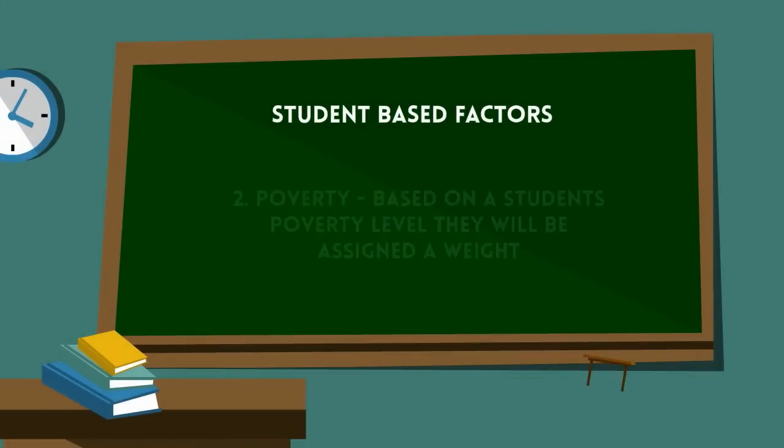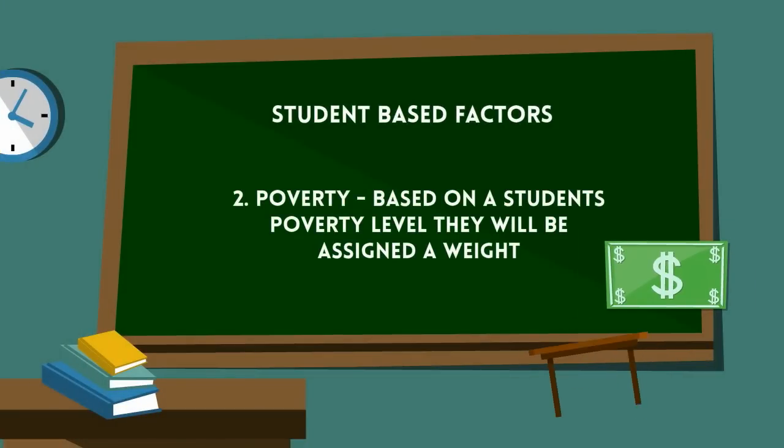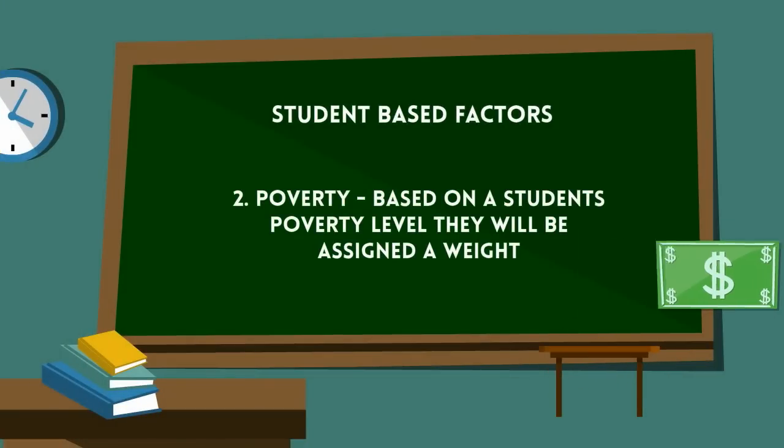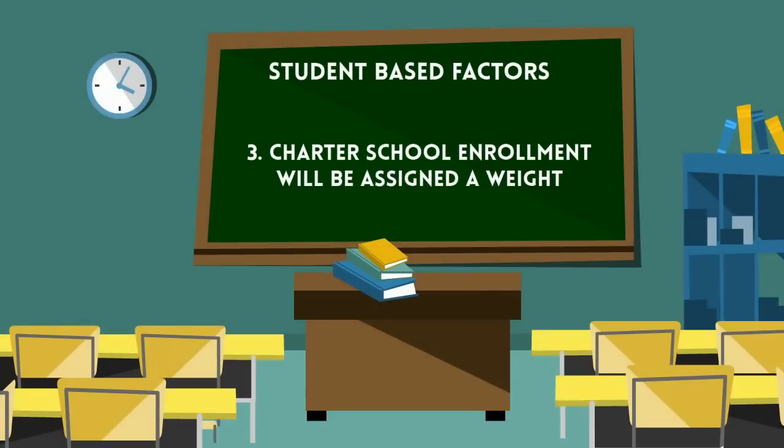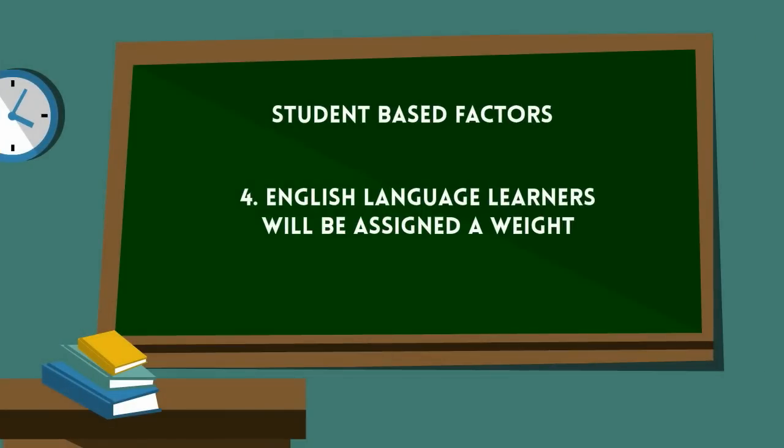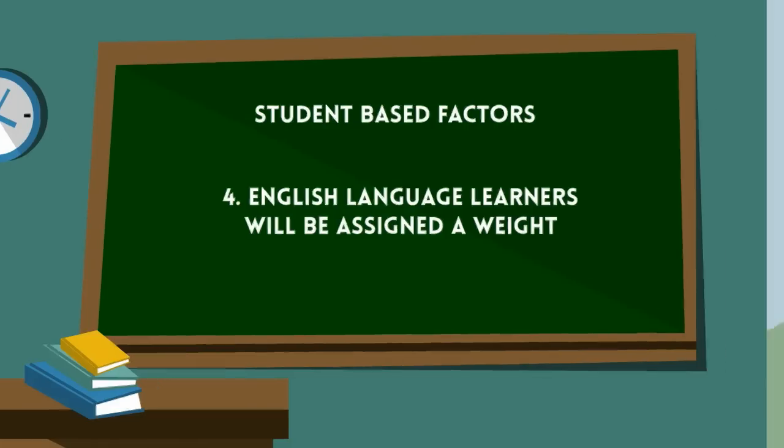The next student-based factor is poverty. The formula will recognize specific student needs based on level of poverty. The third student-based factor is charter school enrollment. The formula uses a weighted number based on how many of each district's students attend a charter school. The last student-based factor takes into account students in a district whose first language is not English. The Commission recognized these students often require extra teachers and specialized classes.